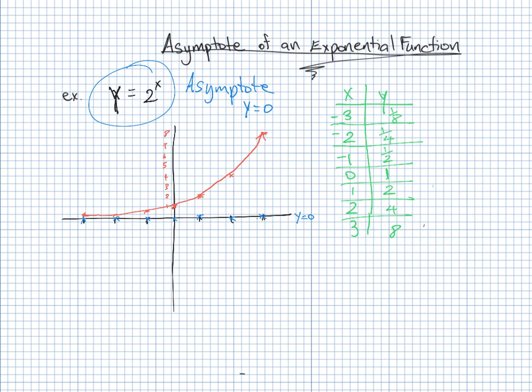All right, so how about if we had an equation y equals 2 to the x plus 1? What would happen then?